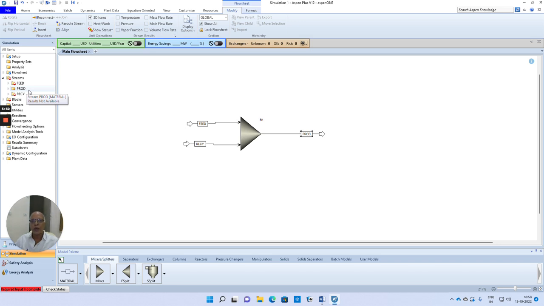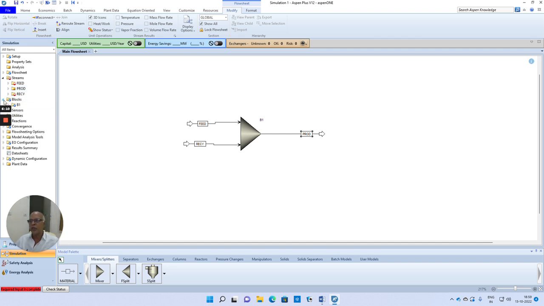Typically, in a rating model, given the input streams and equipment parameters and operating conditions, the model will be calculating the product or the output streams. So even if you forcibly open this product stream and enter the information about its composition, that would be ignored because you are using a rating model.